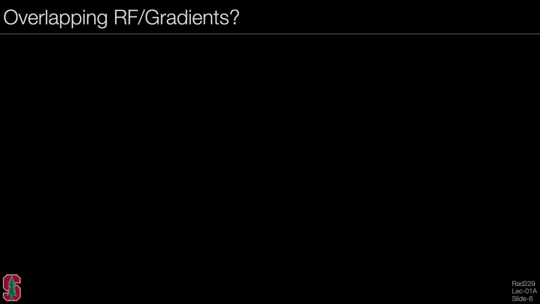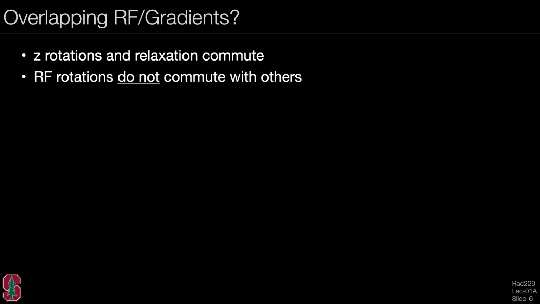When these happen during the same time, we have rotation about different axes simultaneously. So the first thing to notice is that rotations about Z and relaxation commute. That is, they can be applied in any order. However, RF rotations or nutations do not commute with rotations about another axis.